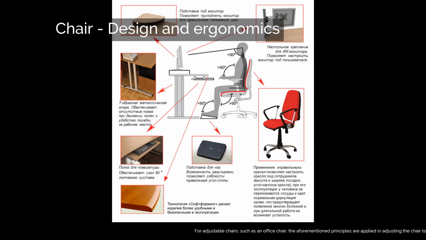For adjustable chairs, such as an office chair, the aforementioned principles are applied in adjusting the chair to the individual occupant. Caster wheels are attached to the feet of chairs to give more mobility. Gas springs are attached to the body of the chair in order to give height adjustment and more comfort to the user.